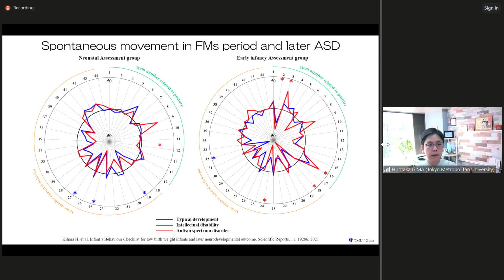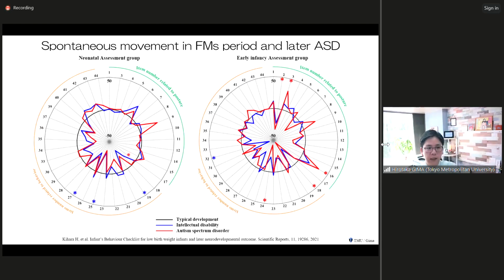Each line represents the value of the typical developmental group minus the value of the ID group and the ASD group, with a larger positive value indicating a higher proportion of appearance compared to the TD group, and larger negative values indicating a lower proportion of appearance for each item.